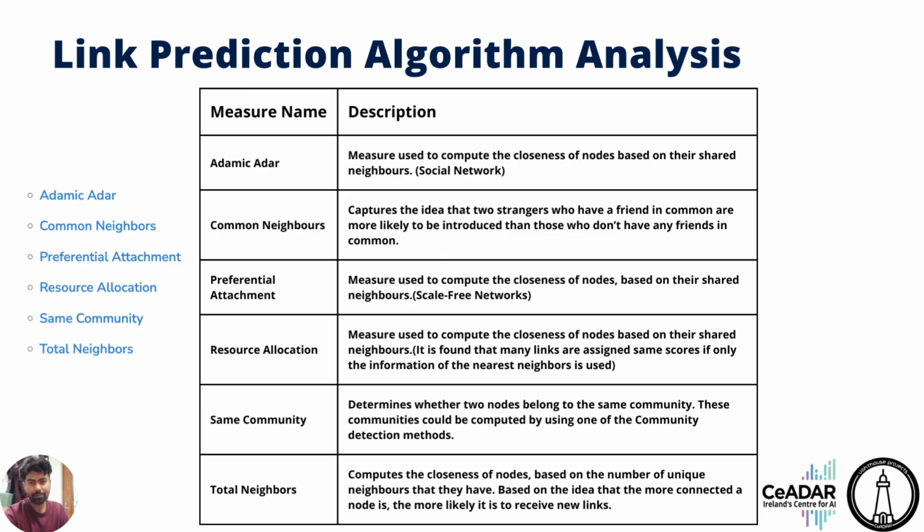These measures play a critical role in tasks like link prediction, suggesting potential connections and determining community structures within a graph. Understanding and appropriately applying these measures is fundamental in graph analysis, particularly in scenarios like social network recommendation systems and community detection in various networks.